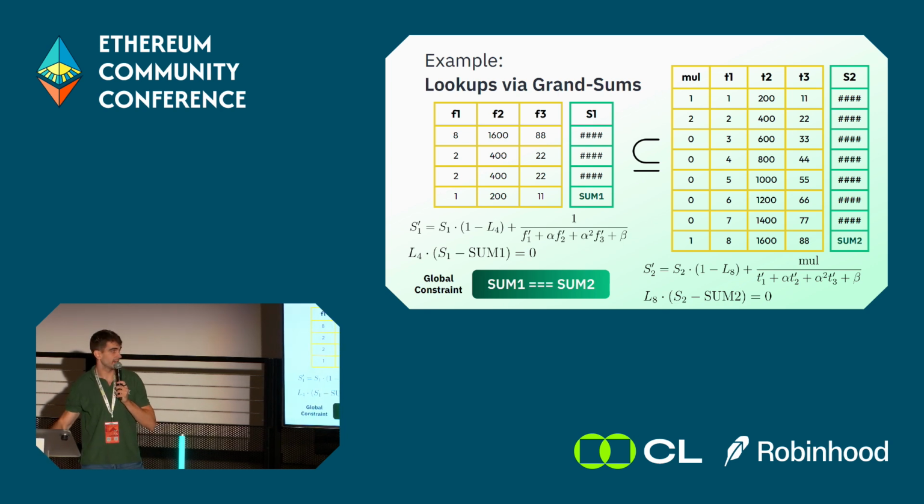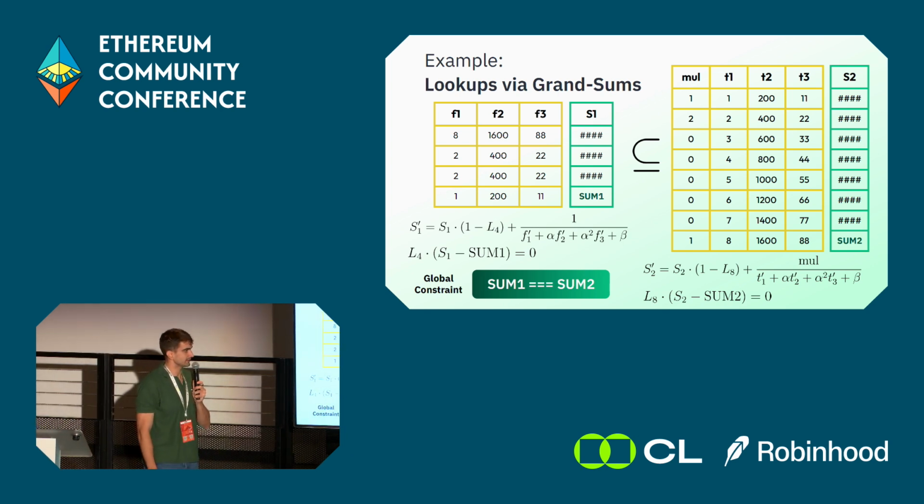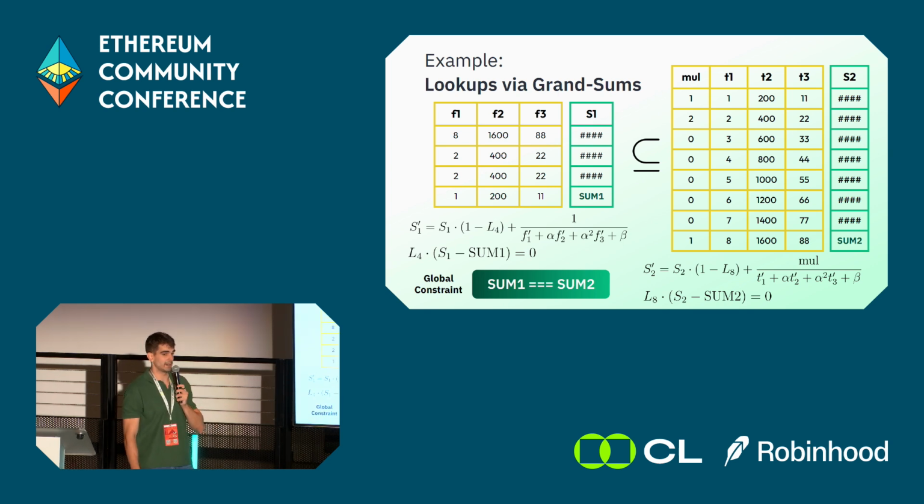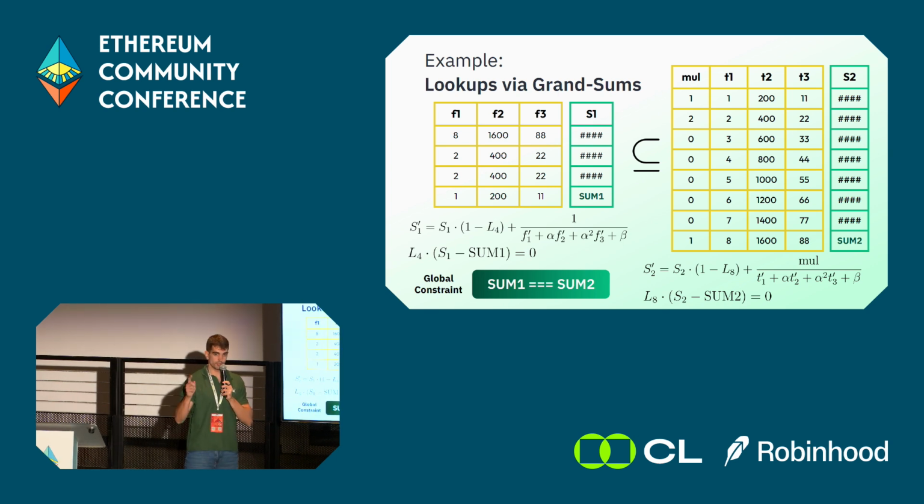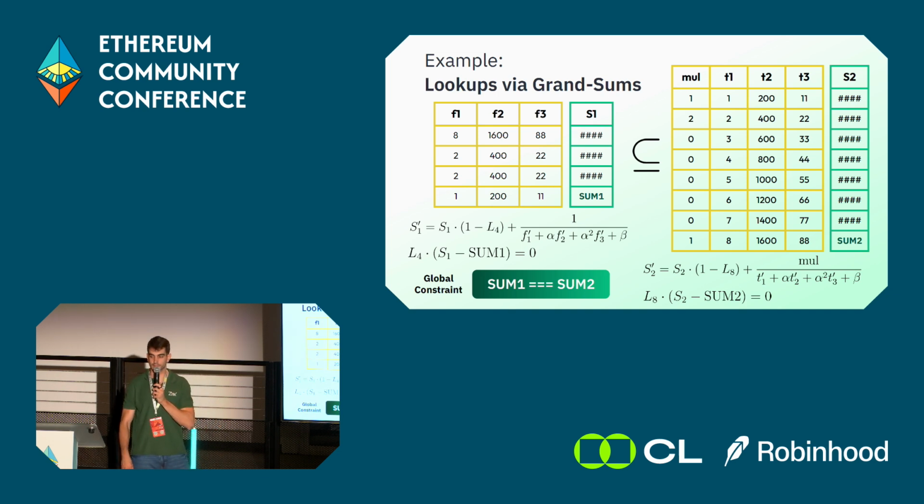Okay, and finally, one single example that I'd like to highlight, or one way that we do that, is via the grand sum argument, okay? In which we use, let's say, a verifier challenge, a verifier message, in order to ensure that the accumulation of all these values has been done correctly.